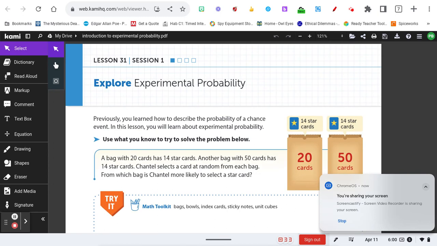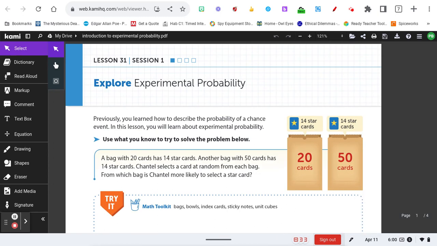All right, for this lesson, I'm just going to introduce experimental probability, and then we'll work more with it on Wednesday, okay? So let's get started.